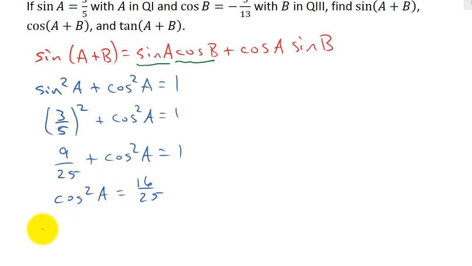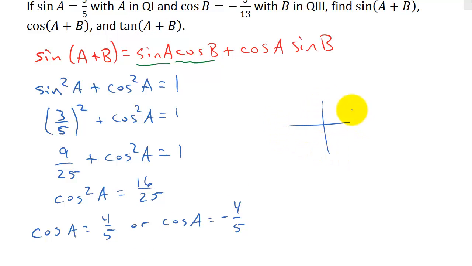Now I take the square root of both sides, so cosine A is equal to 4/5, or cosine A is equal to negative 4/5. You have to make sure you do the plus or minus because you're using the square root property. Remember that from algebra? So how do we know which one to choose? They tell us that A is in the first quadrant. What is cosine in the first quadrant? Remember, all students take calculus. In the first quadrant, all the trig functions are positive. So cosine A is not the negative, it's the positive one.